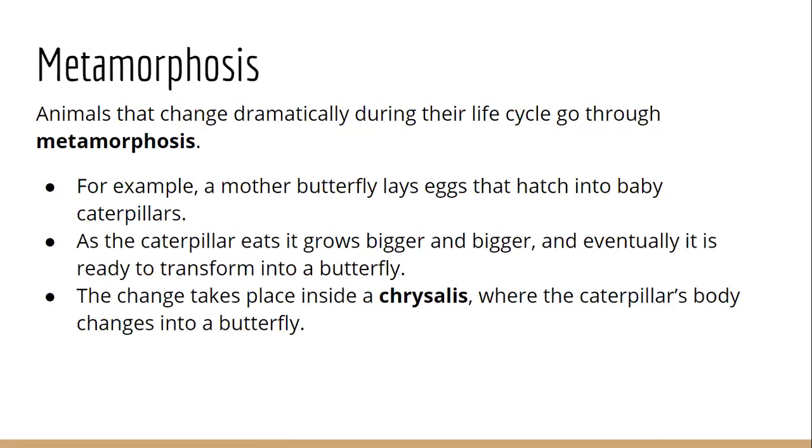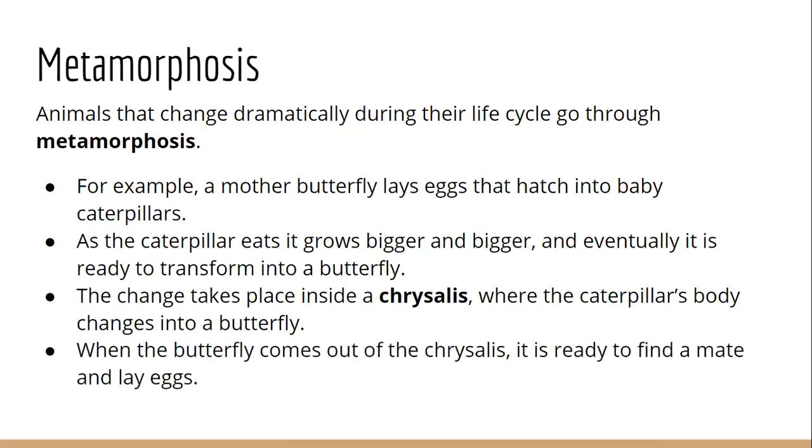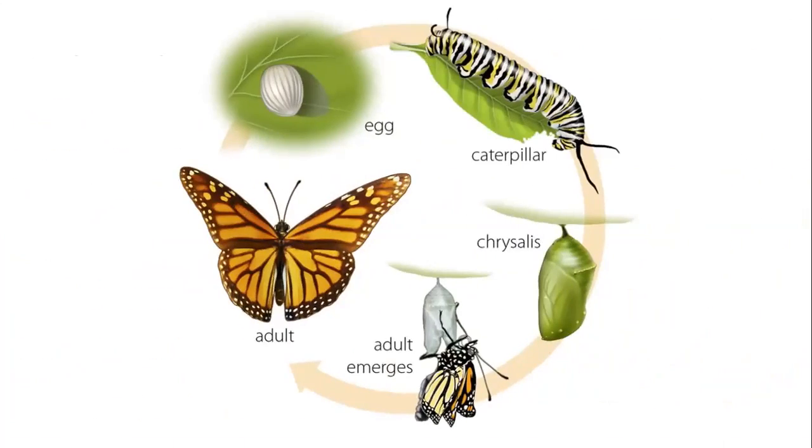The change takes place inside a chrysalis. This is where the caterpillar's body changes into a butterfly. When the butterfly comes out of the chrysalis, it is ready to find a mate and lay eggs. Then the cycle can start all over again. So this is the cycle of a butterfly.